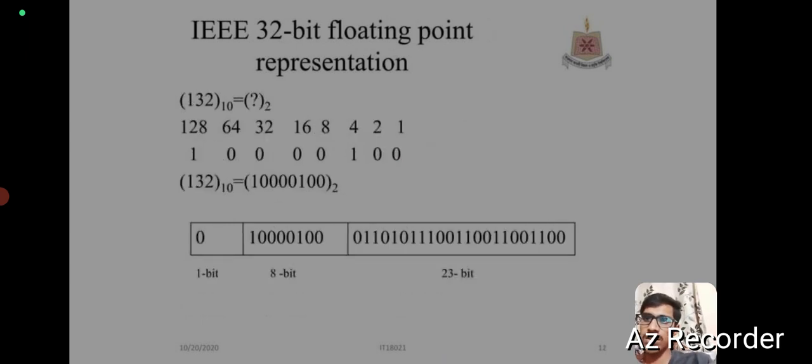Then take the biased exponent, that is 132, which was represented as 127 plus 5 in the previous slide. Convert it into binary, and you can write it in the second part, that is the biased exponent part. And you can represent the mantissa in the third block, which is of 23 bits. Here in the first block it is 1 bit because it is 0. If it was 1, the sign would have been minus.